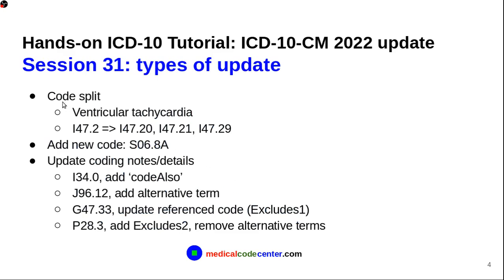The first most common update is the code split. In the case of code split, one ICD-10 code is split into several codes. For example, I47.2 in the 2022 version is only one code. That's a billable code. And in the 2023 edition, it has been split into 3 codes.